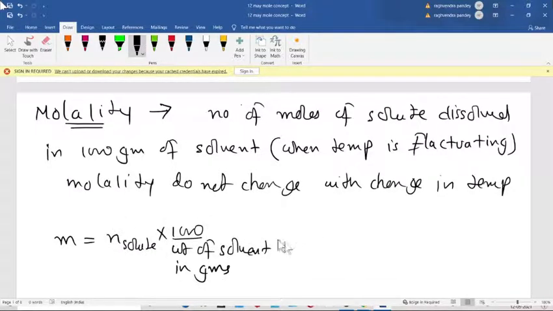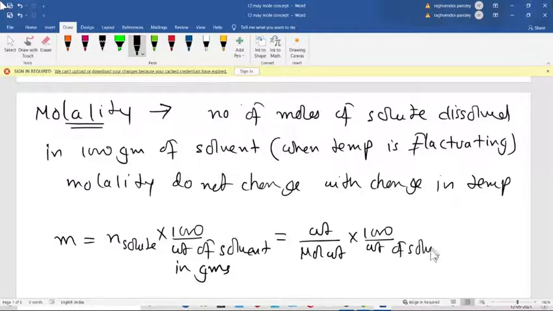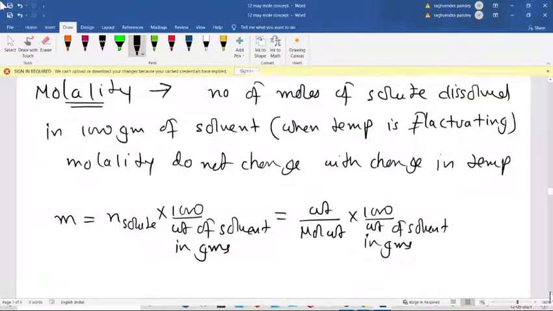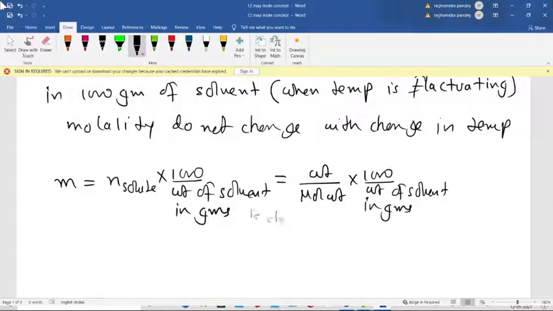And for number of moles, we can write weight, which is given to us, divided by the molecular weight, into 1000 upon weight of solvent in grams. So this is the formula. Okay, have you understood this one? This is the typical formula, the normal formula, whatever is there in the definition.